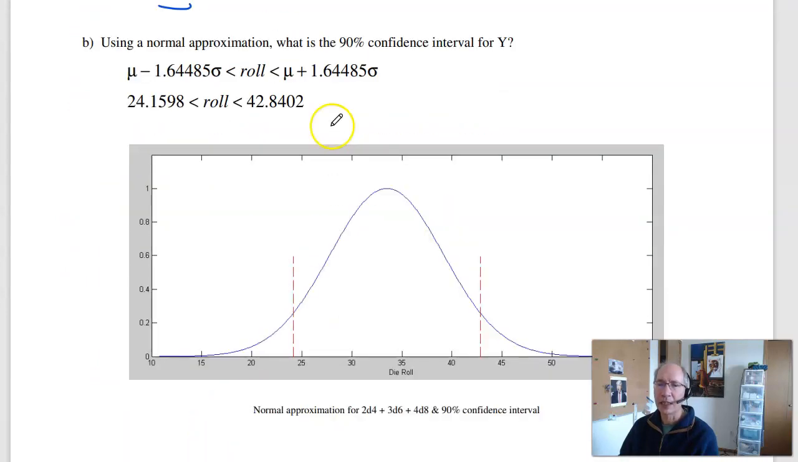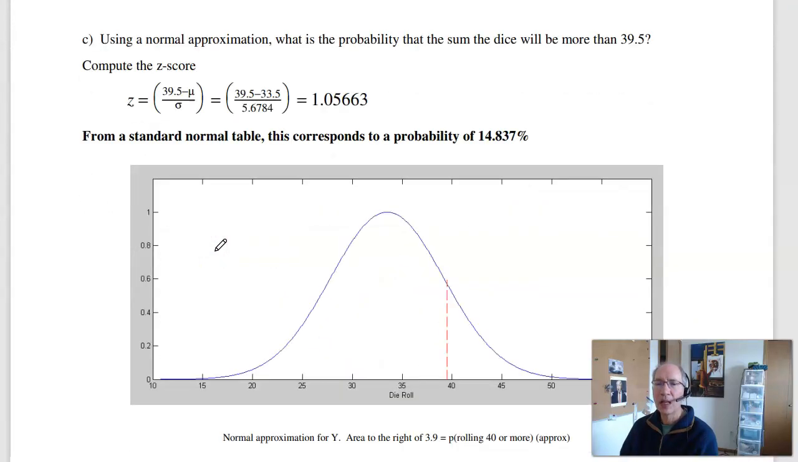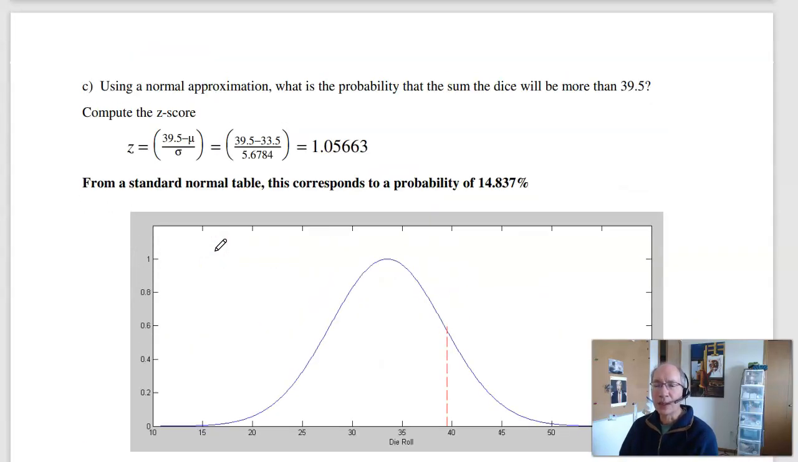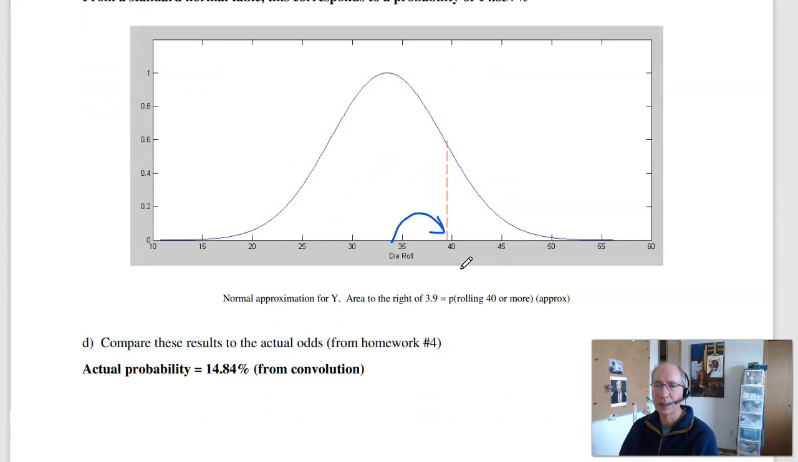With that, again, I can find the 90% confidence interval: take the mean, plus or minus 1.64 standard deviations. I'll get numbers between 24 and 42 90% of the time. Same thing we got with convolution. The probability of getting 39.5 and higher: again, find out how far 39.5 is from the mean in terms of standard deviations. That's the z-score. Convert that to a probability using a standard normal table, 14.8%. And that's just what we got using convolution, 14.8%.